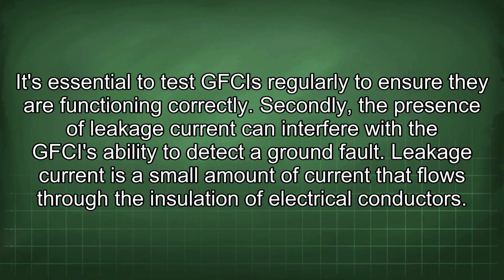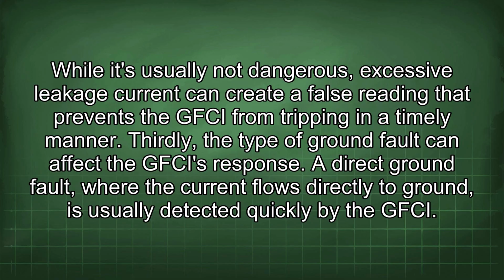Secondly, the presence of leakage current can interfere with the GFCI's ability to detect a ground fault. Leakage current is a small amount of current that flows through the insulation of electrical conductors. While it's usually not dangerous, excessive leakage current can create a false reading that prevents the GFCI from tripping in a timely manner. Thirdly, the type of ground fault can affect the GFCI's response.